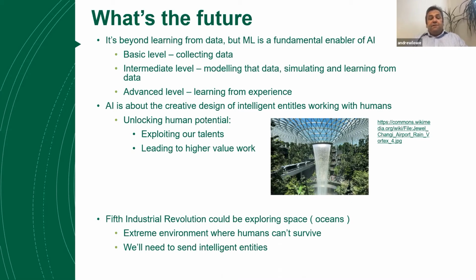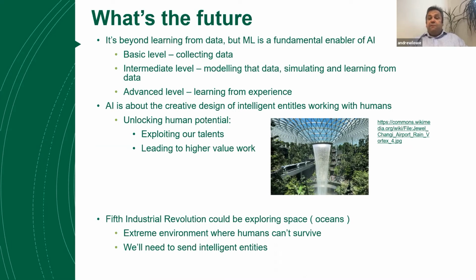So AI in the future is about the creative design of intelligent entities, and those entities working with humans. So not just a single entity, it's multiple entities that could be working together, or it could be entities working with humans or multiple humans working together, or it could be the way we organize ourselves. How does the AI create an environment that's better for humans? And if we get this right, then we could unlock human potential.